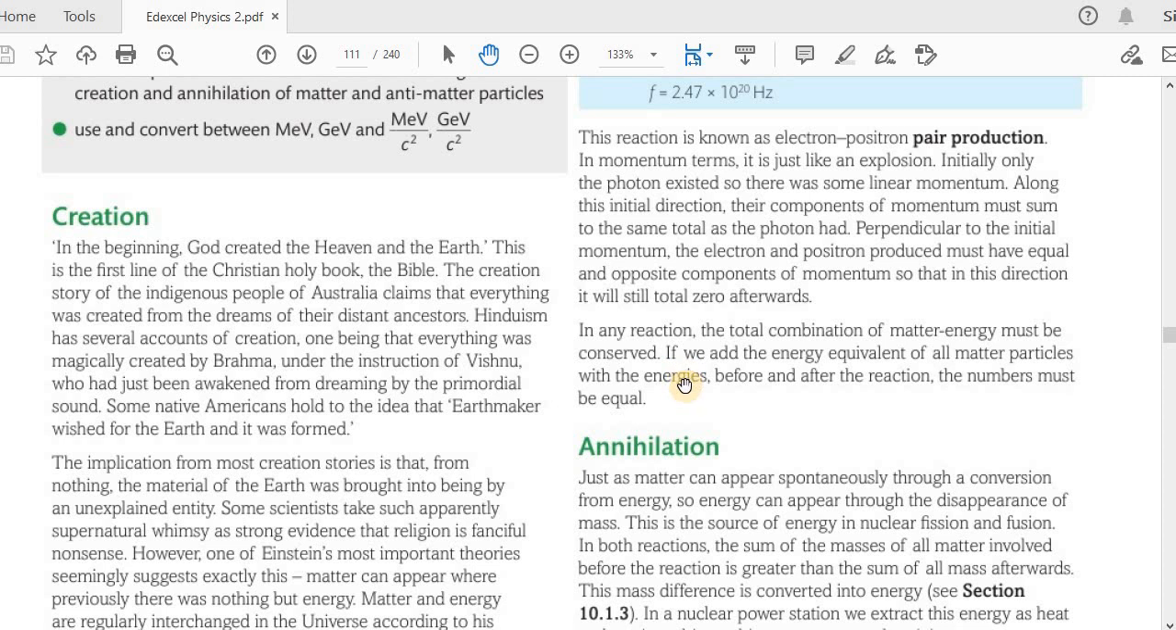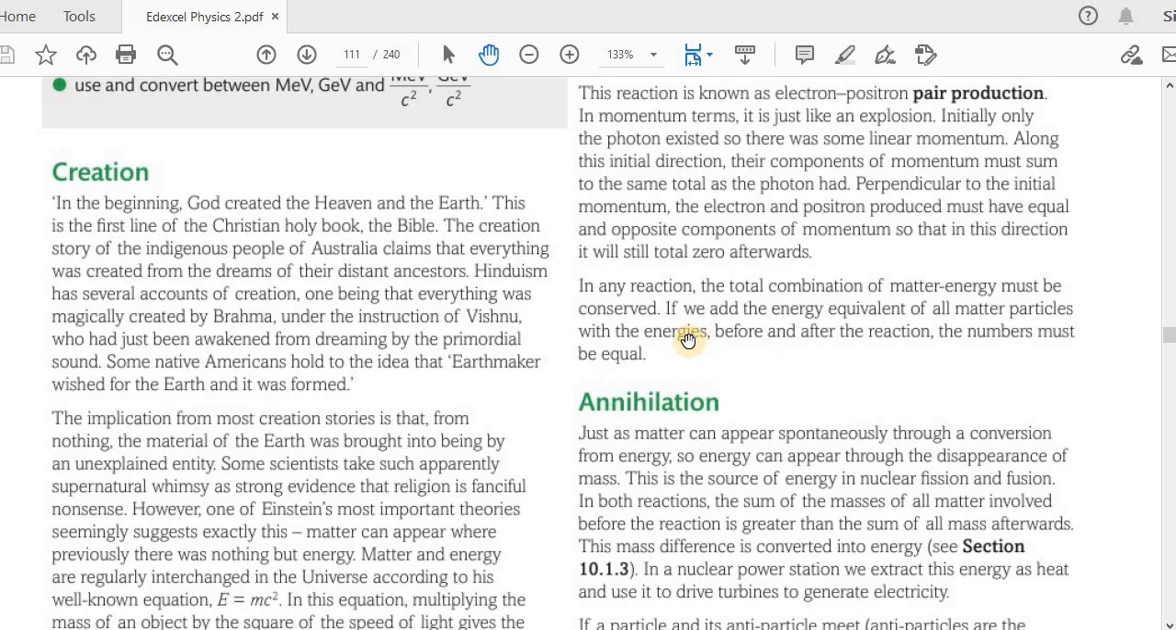Now, for example, when you learn about conservation of energy, conservation of momentum, or some other, when we hear the word conservation, that means the total before should be equal to the total after the reaction, or the interaction. If we add the energy equivalent of all particles with the energies before and after the reaction, the numbers must be equal. Okay, it should be, I think here, mass, right? The energy equivalent of particles with the mass equivalent before and after the reaction should be the same.